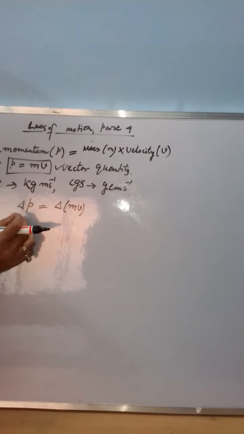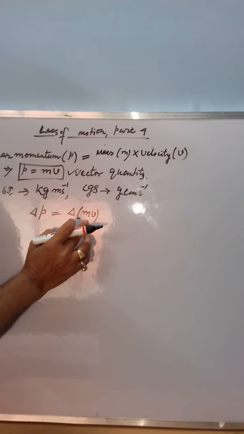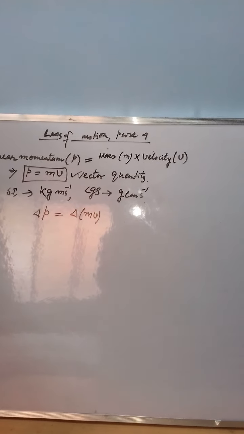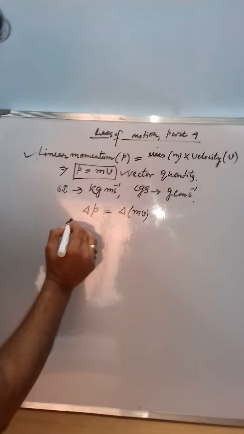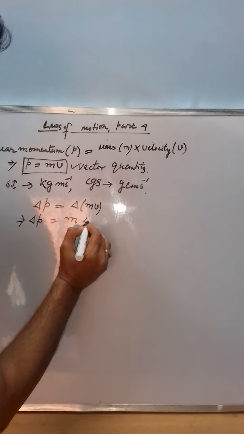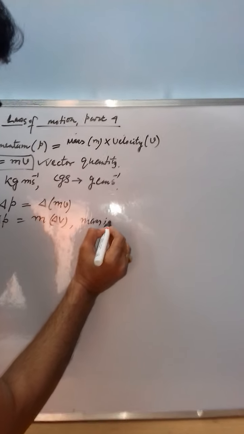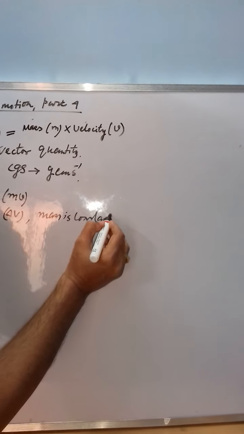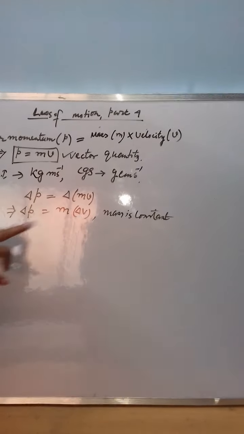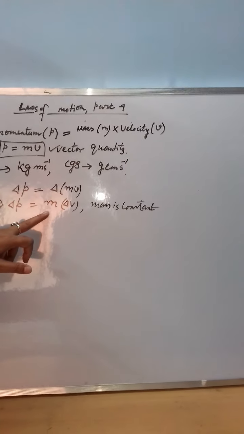So a slight change in the momentum depends on the slight change either in the mass or in the velocity. So del p equals del within brackets m into v. But as we know that mass is generally constant, you may represent it like that: m into del v. So in the general case, the change in the momentum depends on the change in the velocity, because mass is constant.